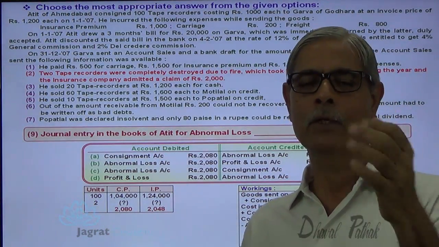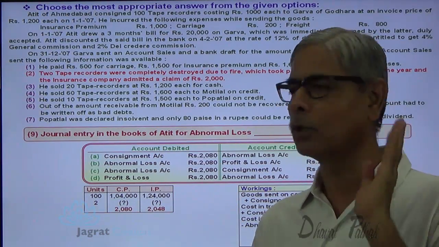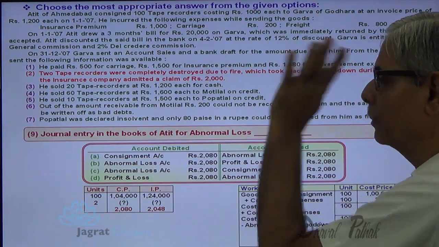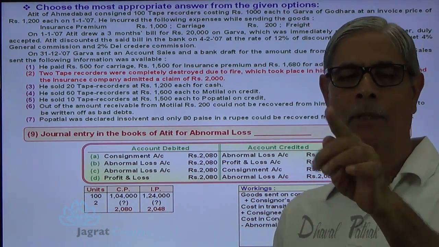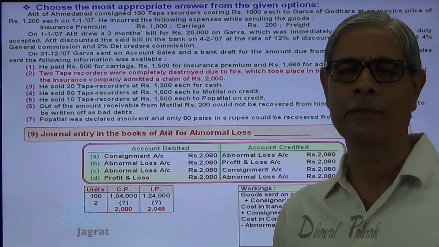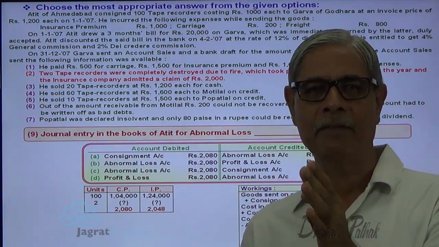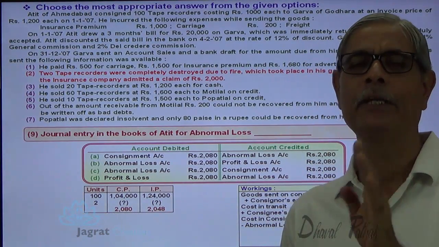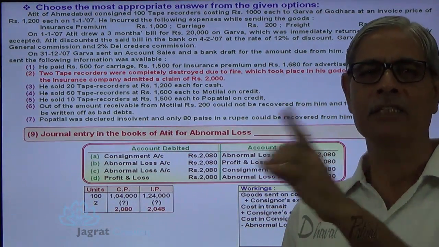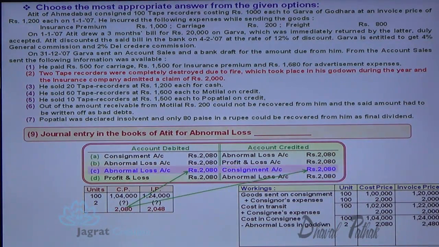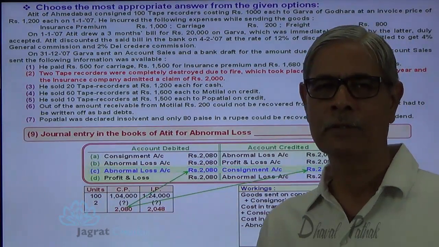These are the 4 options given to you. Abnormal loss, expenses and losses are always debited, so the abnormal loss account is to be debited. So out of these, B and C are the options wherein the abnormal loss account is debited. Now which account is to be credited? The goods go out of the consignment activity, so the consignee has this many units less available for sale. So the consignment account is to be credited. So abnormal loss account debit to consignment account credit is the correct journal entry for abnormal loss. This is how this 9th multiple choice question is considered.